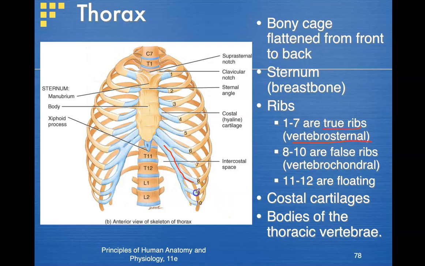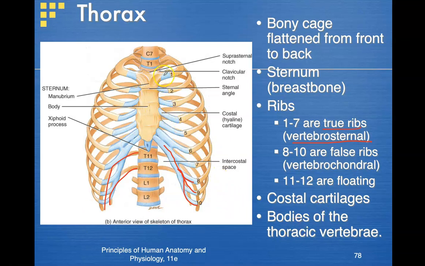So you can see that's why we call these the false ribs, or, and I like the term, vertebrochondral, because it tells you that they're attaching to the cartilage of another rib. And then 11 and 12. If you look down here, you can see 11 and 12 back here. These are the floating ribs, and you can see they're not attached to the sternum in any way up front, hence the name floating.